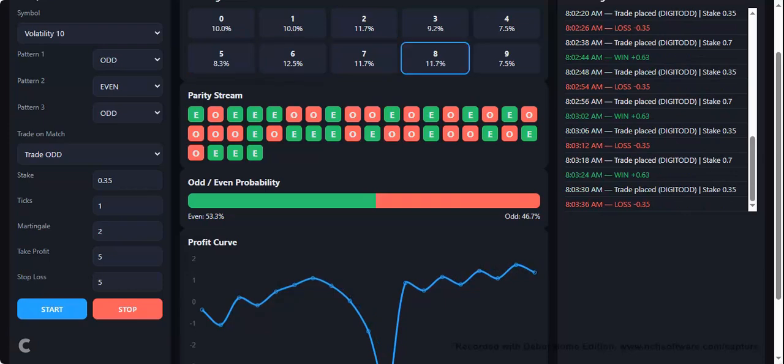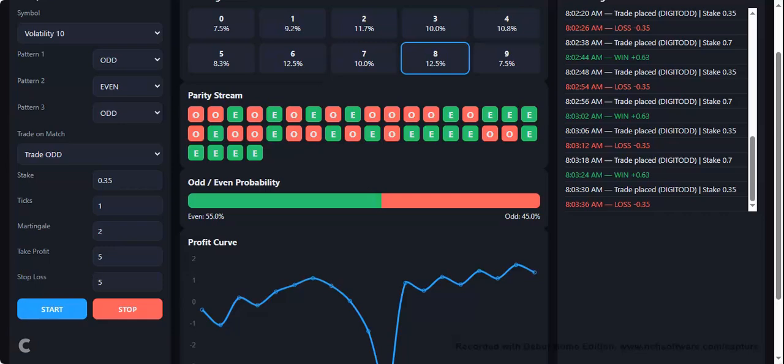Complexity is hidden behind structure. The trader sees only what matters: the flow of digits, the active configuration, and the outcome of each trade. This reduces cognitive overload and helps maintain discipline during long sessions.